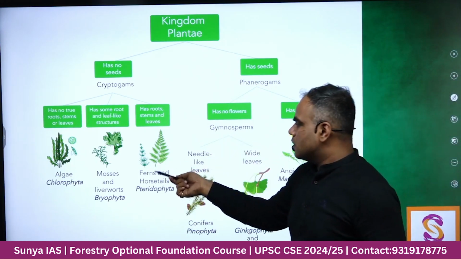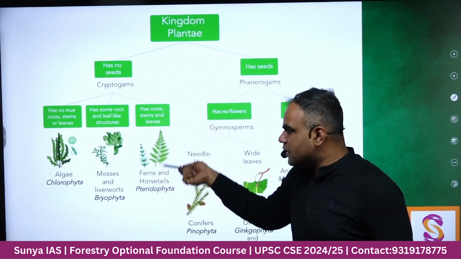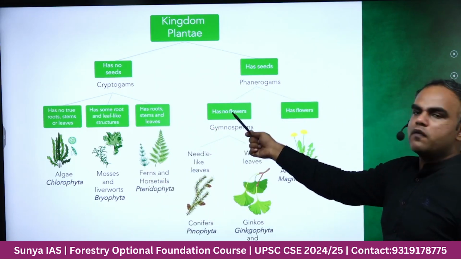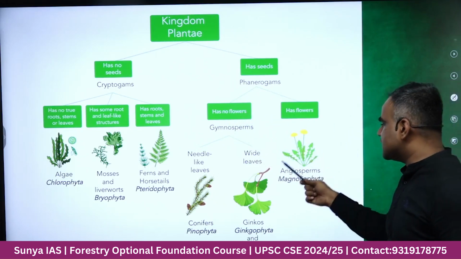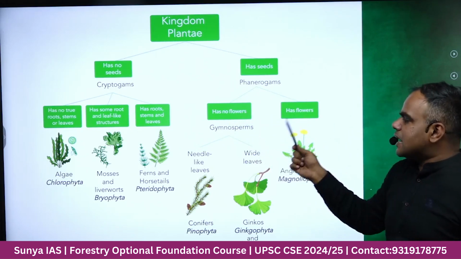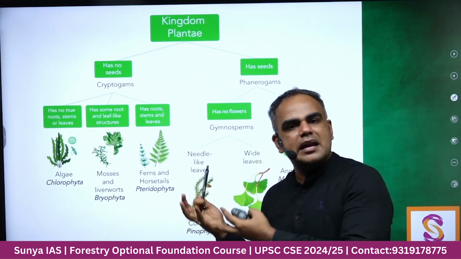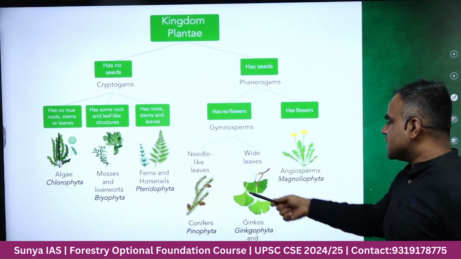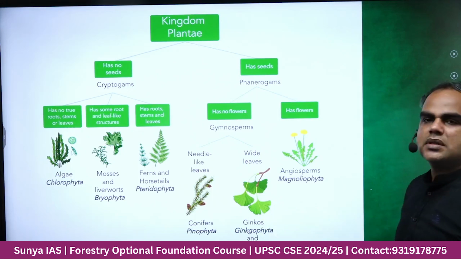So ferns, horsetails are pteridophytes. These have roots, stems and leaves properly differentiated. This is cryptogam. In phanerogams, if it has no flowers, it will be gymnosperms. If it has flowers, it is angiosperms. And this can be divided into needle-like leaves. Think of conifers, think of chir, pine, Pinus roxburghii, etc. Okay, that is conifers. And if it has wide leaves, that is known as, let's say, cycads, ginkgos, etc.